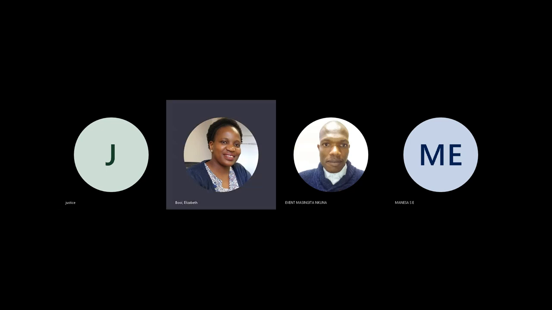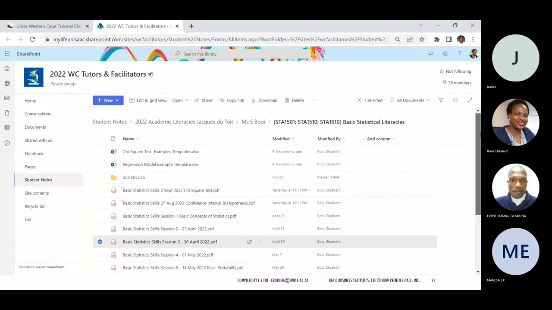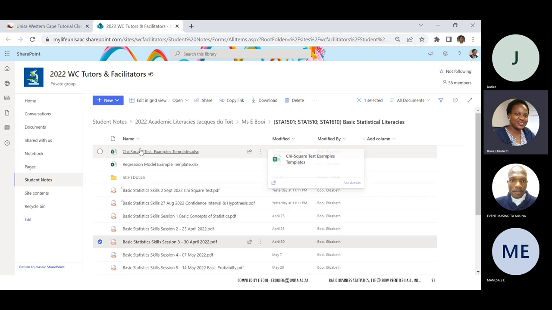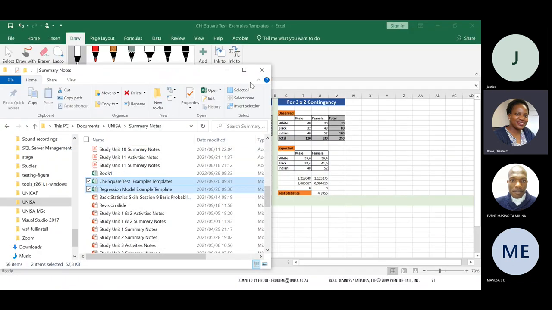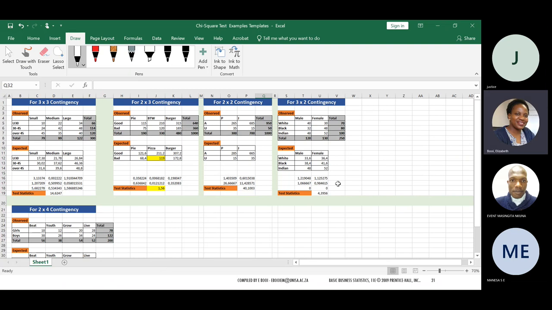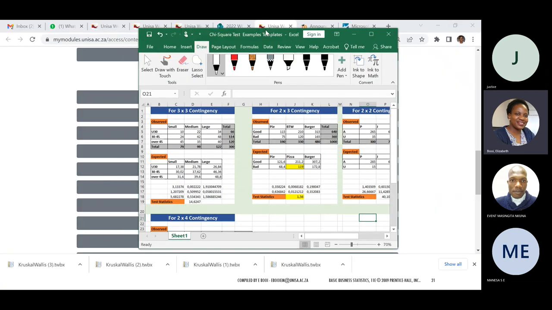Okay, sorry. I wanted to check if the templates that I'm referring to are uploaded so that you can use them. I apologize for that. But if you go there, here is the template that I'm using during this session. So you can download it and use it as well, so that we are all looking at the same thing, which is this template. Okay, let's minimize that and go to the presentation.